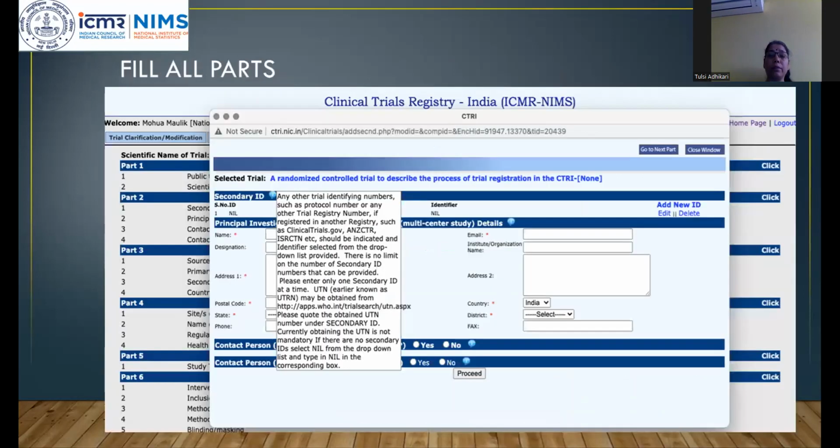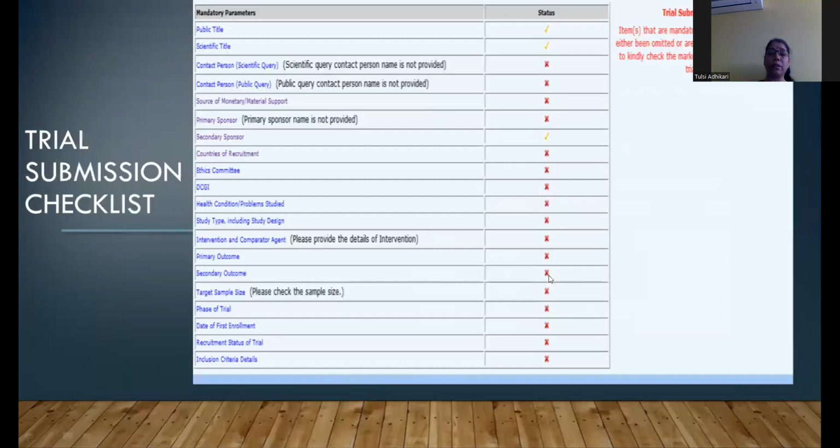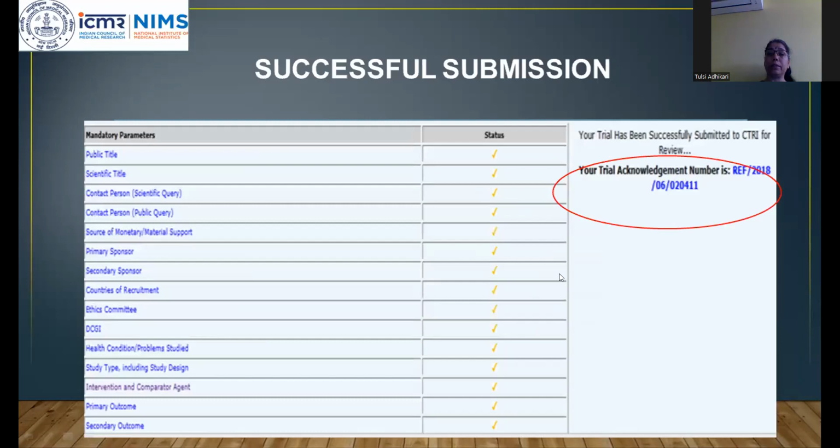After you enter, I'm just showing you here how to enter all these, secondary ID, principal investigator, one by one. Okay, so this is your trial submission checklist. A tick means you have correctly entered all these details, and a cross means this is not yet entered. Once all these details are ticked, then only your reference number will be generated.